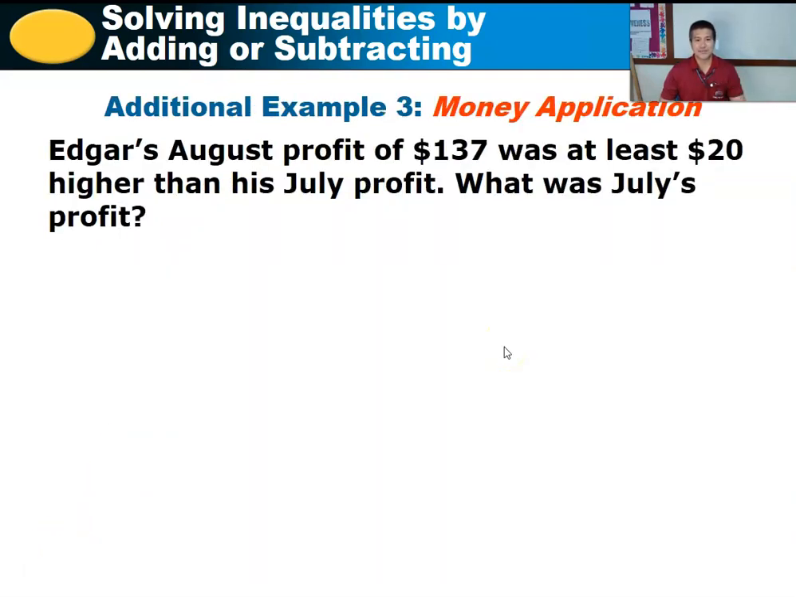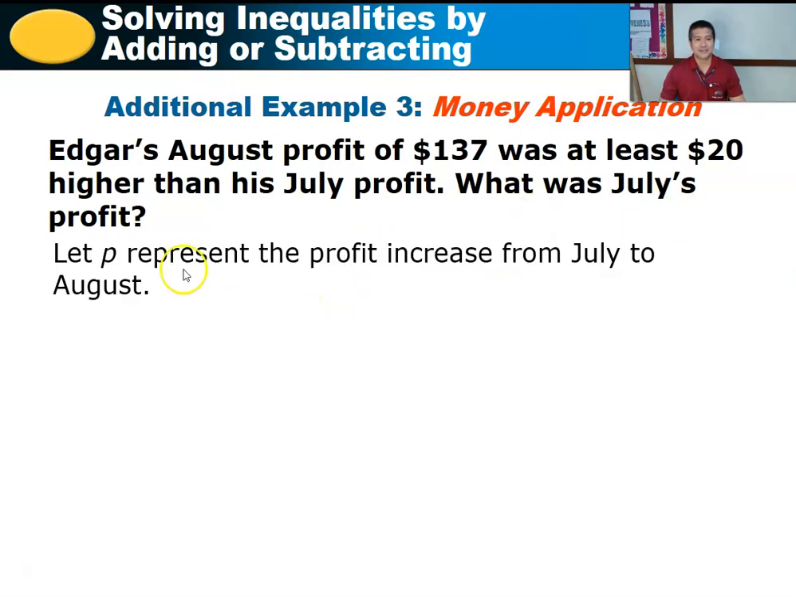Now let's try some word problems. It's all about money application. Edgar's August profit of $137 was at least, and here the key word is at least, remember from our first example when we reviewed, $20 higher than his July profit. What was July's profit? We are going to solve that now.